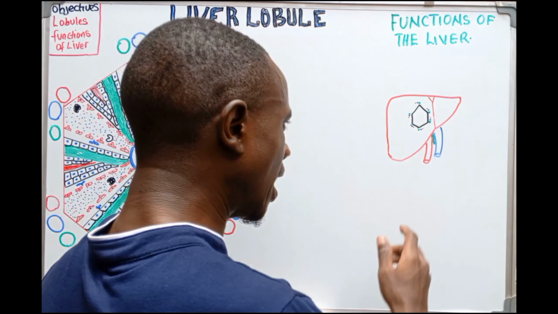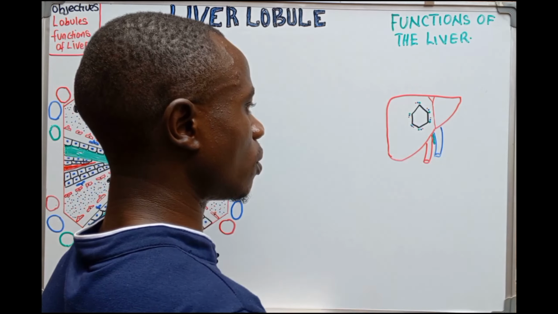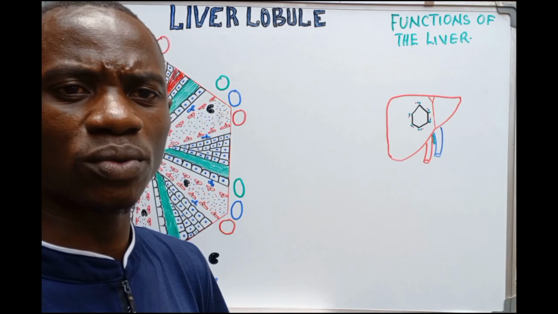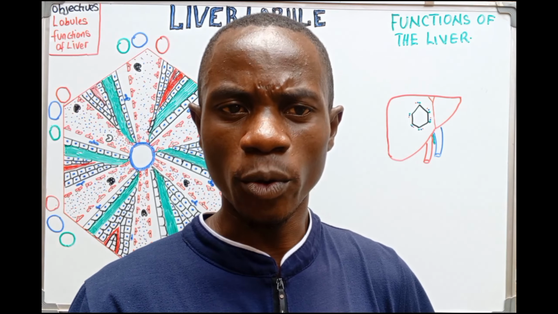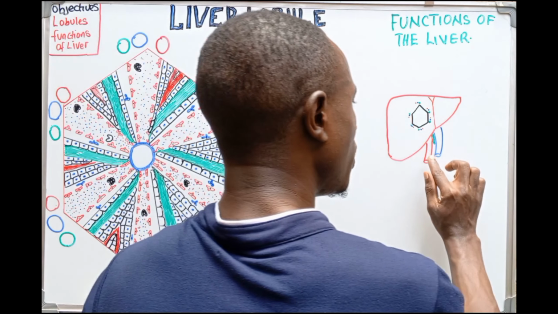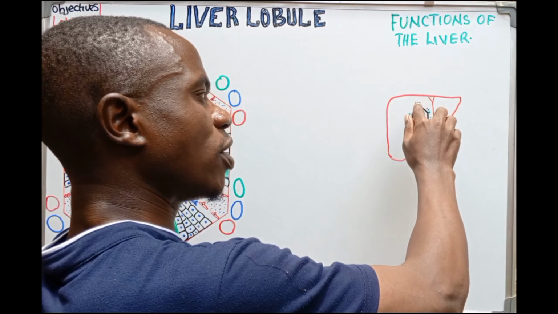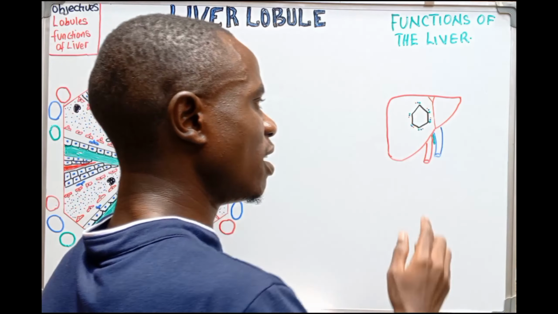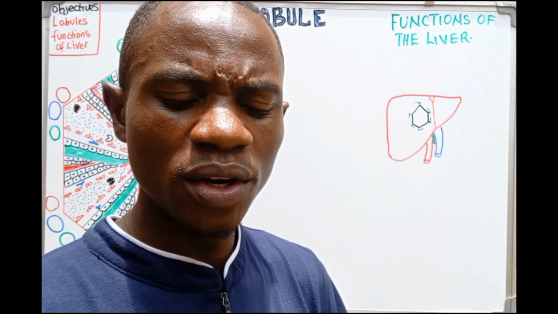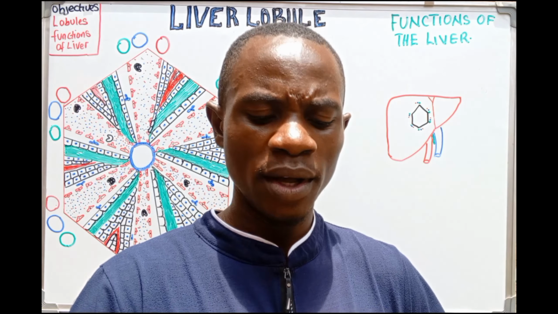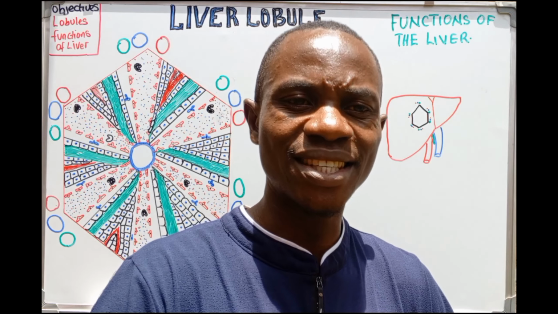Now, we want to see what happens when this blood enters the liver. The liver has a structural and functional unit, which we call the liver lobule. When blood enters the liver parenchyma, we have the liver lobule. We have three types of liver lobule. The first is the classic liver lobule, the second is the portal lobule, and the third is the acinus lobule.